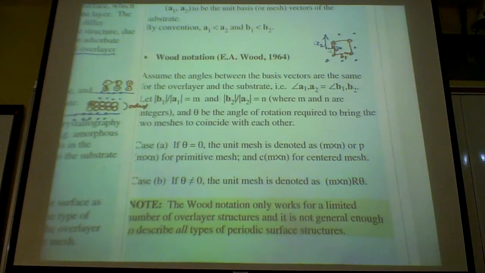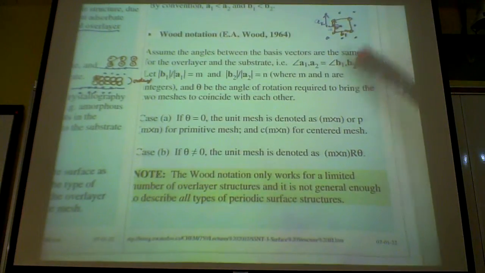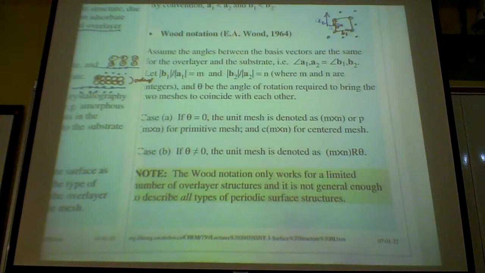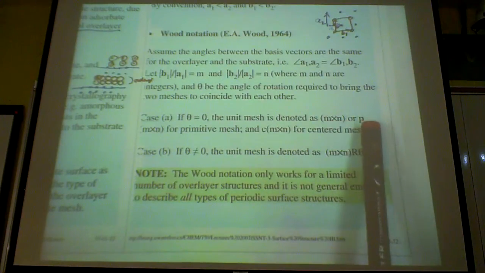Okay, so first of all, these are very interesting, again, a very restricted number of overlay structures that we can describe by Wood notation. So there are a couple of cases. Case A is when theta, the two mesh rotation angle, is 0, there's no need for rotating to coincide the two things. We can then call this n by n.